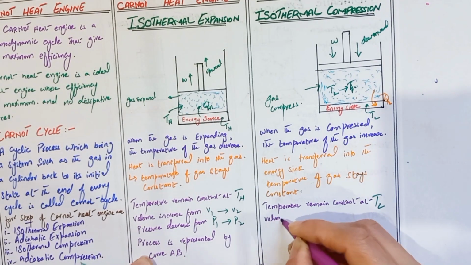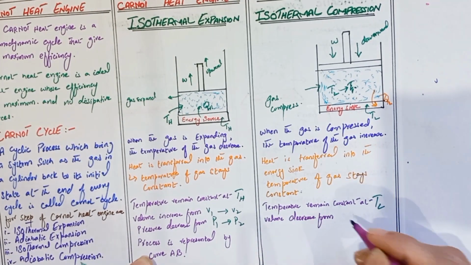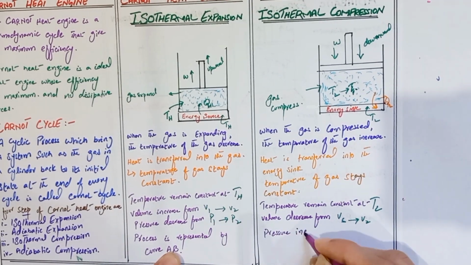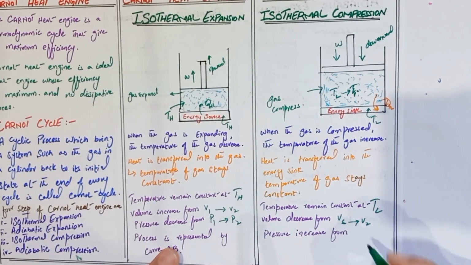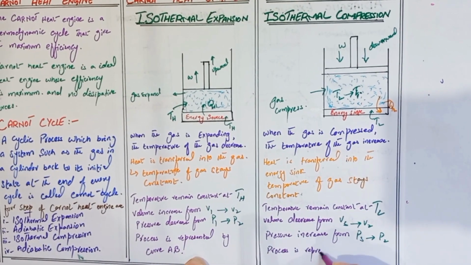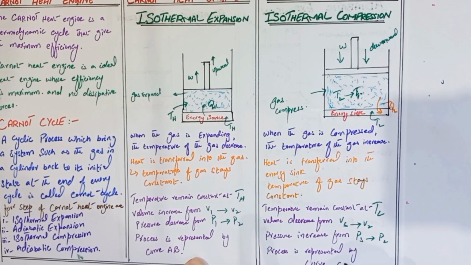Volume decreases from V3 to V2. When the gas is compressed, pressure is increased. The process is represented by curve CD.